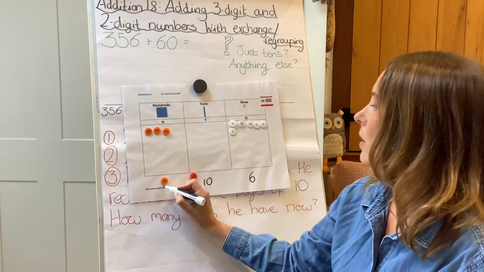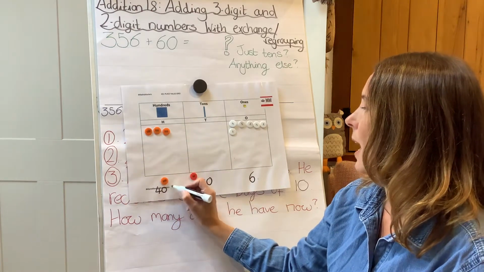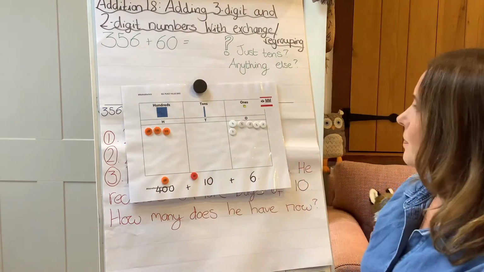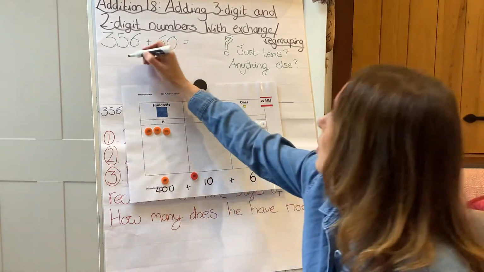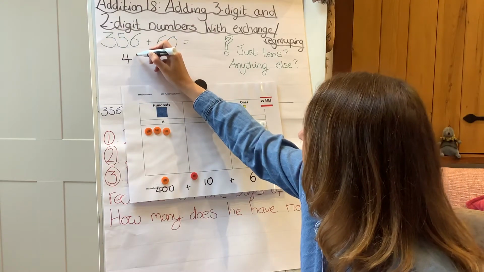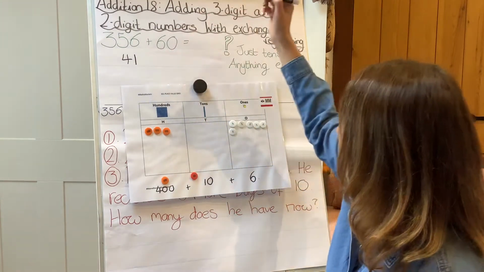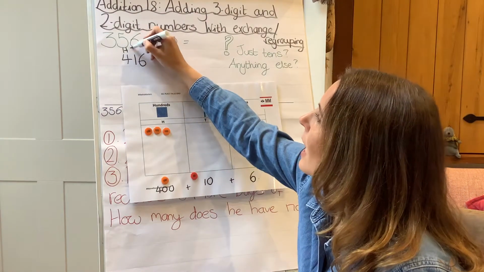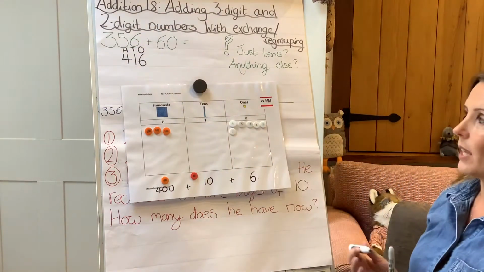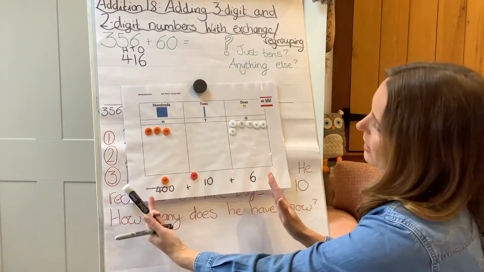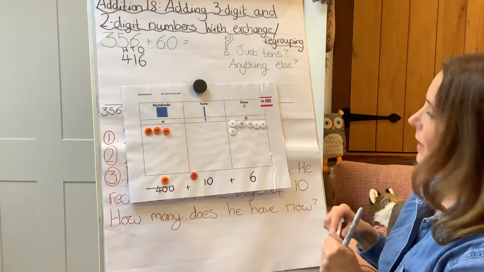And I've got 400 there. So I can add those together. So it will make 410 and 6. So I've got 416 all together there. Now, this is a way of doing it. We're partitioning here and then making it back together again.